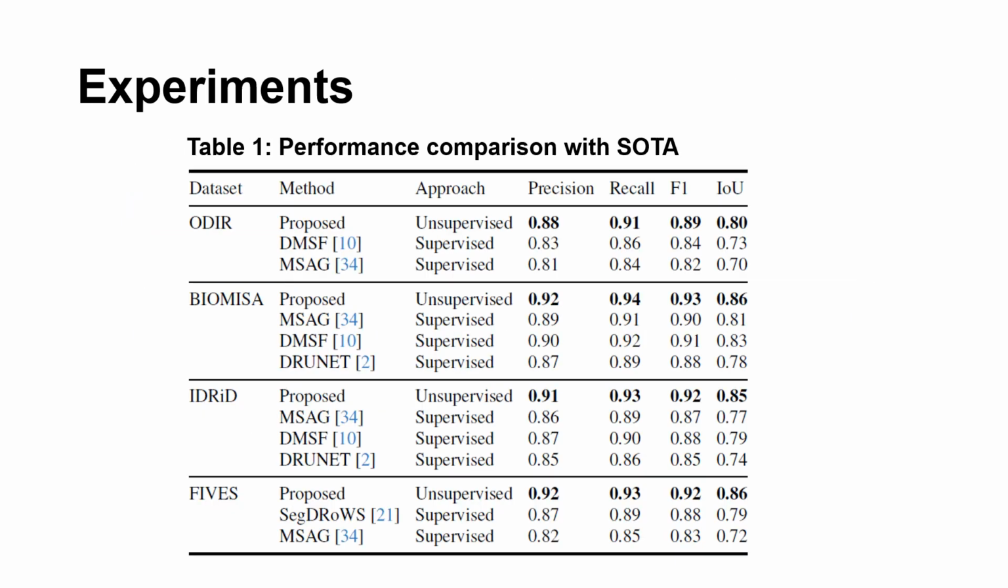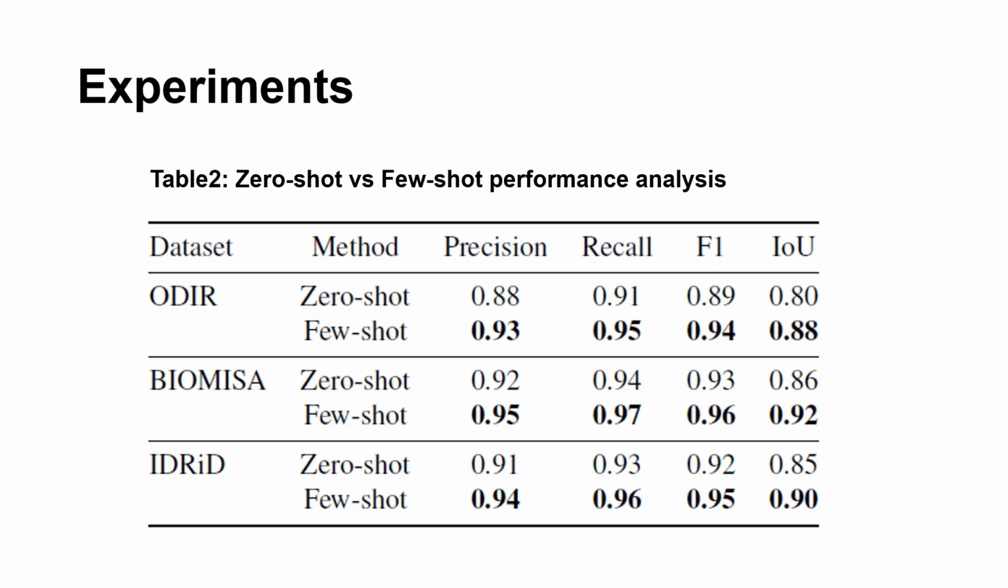Now we will move towards the experimental results. The proposed method is rigorously evaluated on 4 public datasets and compared with supervised methods. The performance analysis shows that it outperforms the state-of-the-art supervised learning methods in terms of F-score, precision, recall, and IoU scores. Moreover, we also perform a few-shot analysis by fine-tuning the node and edge encoders using 20 samples from IDRiD datasets. The result shows that the performance of the zero-shot method is comparable to the few-shot method.